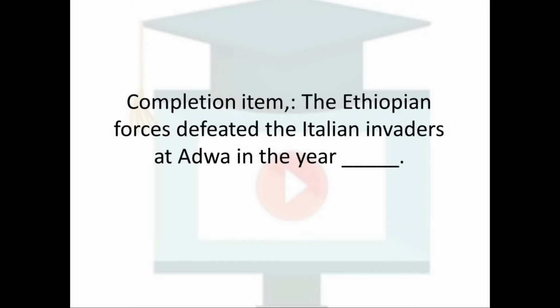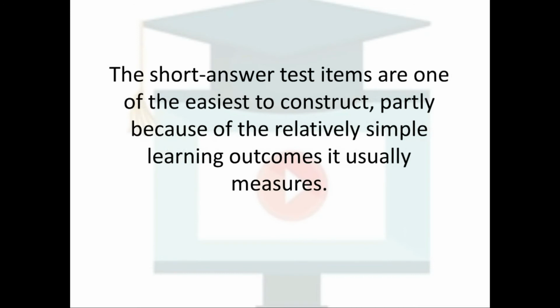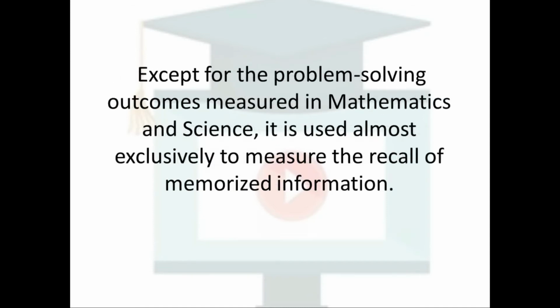Completion item: the Ethiopian forces defeated the Italian invaders at Adwa in the year ___. The short answer test items are one of the easiest to construct, partly because of the relatively simple learning outcomes it usually measures. Except for the problem-solving outcomes measured in mathematics and science, it is used almost exclusively to measure the recall of memorized information.